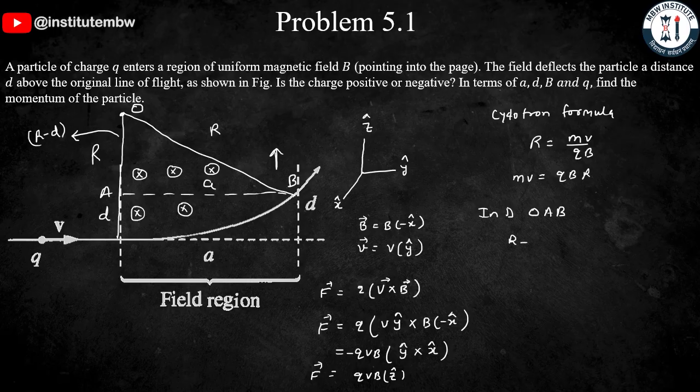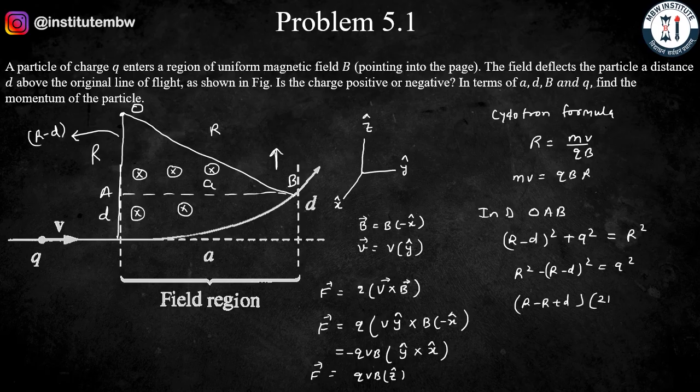So (R minus d) whole squared plus a squared is equal to R squared. So R squared minus (R minus d) whole squared is equal to a squared. So (R minus R plus d) times (2R minus d) is equal to a squared. So from here R will be (a squared plus d squared) upon 2d.